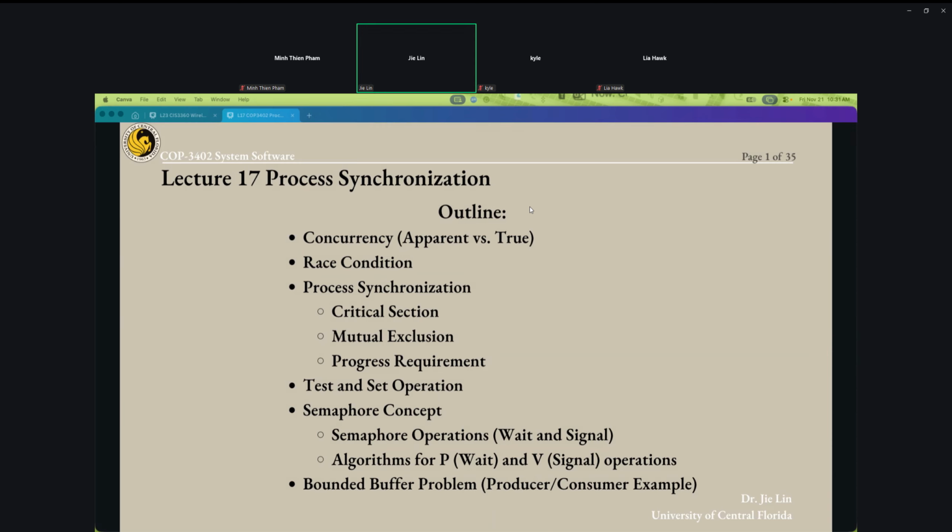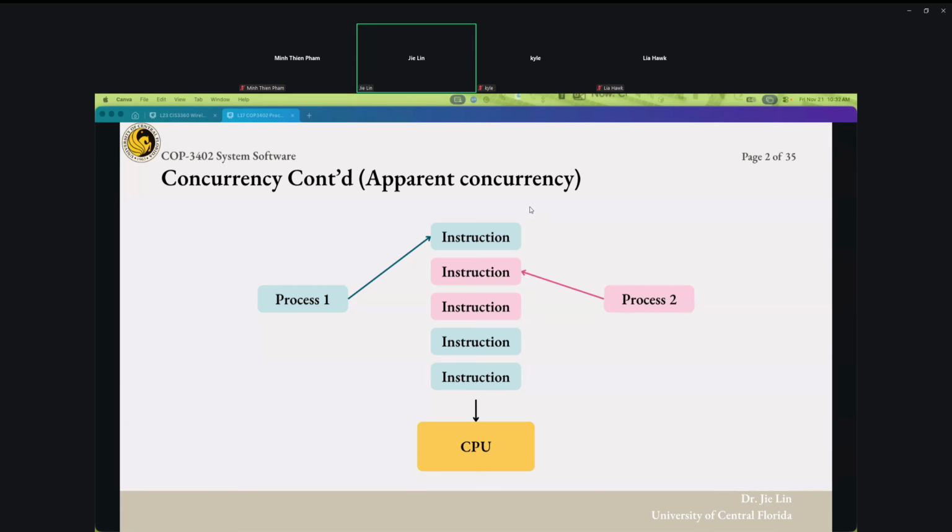In this lecture, we are going to explore how operating systems handle multiple processes running seamlessly at the same time, and how to avoid conflicts when they share some data. Previously, we introduced concurrency as the core concept, and we now deepen our understanding by looking specifically at apparent, or pseudo, concurrency.